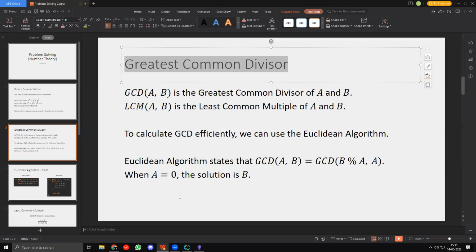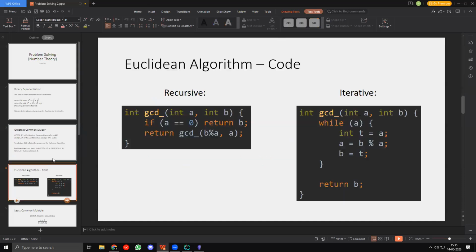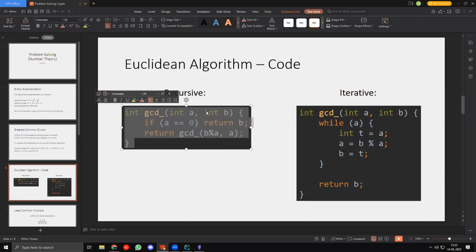Okay, cool. So that's honestly all there is to GCD. Now, I do have some code here, like this recursive algorithm. This is something like we just discussed. And this iterative version is the same thing, right?